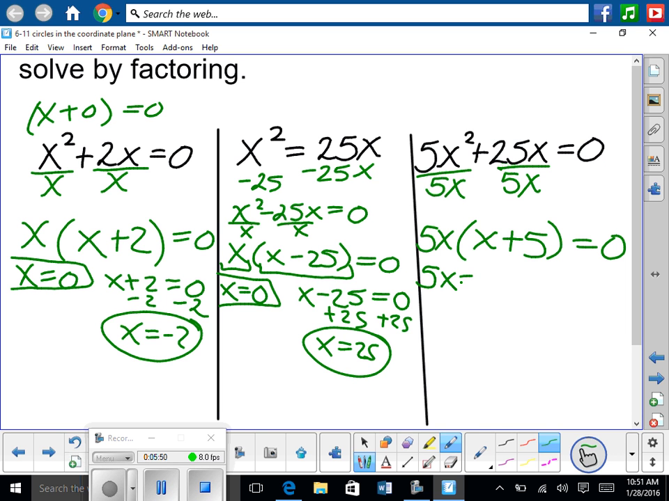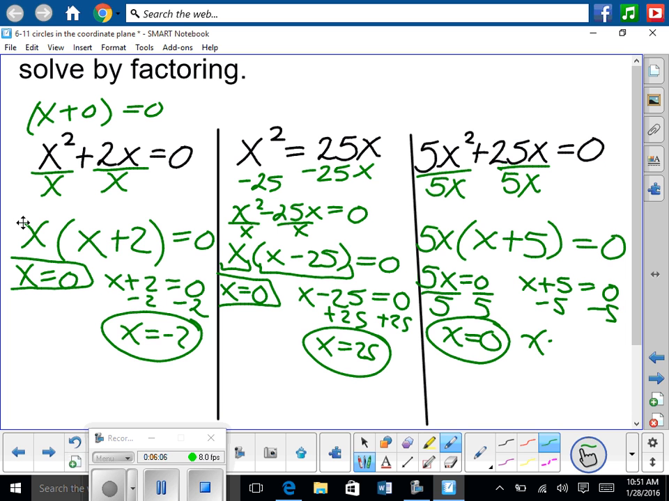So we have 5x is equal to 0. We have x plus 5 is equal to 0. And solve for x in each case. To get x alone, you divide both sides by 5. What's 0 divided by 5? 0. And we'll subtract 5, so x is equal to negative 5.